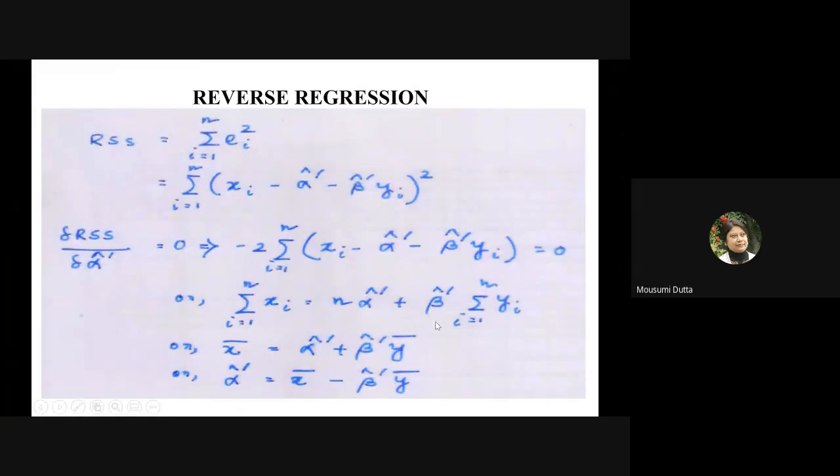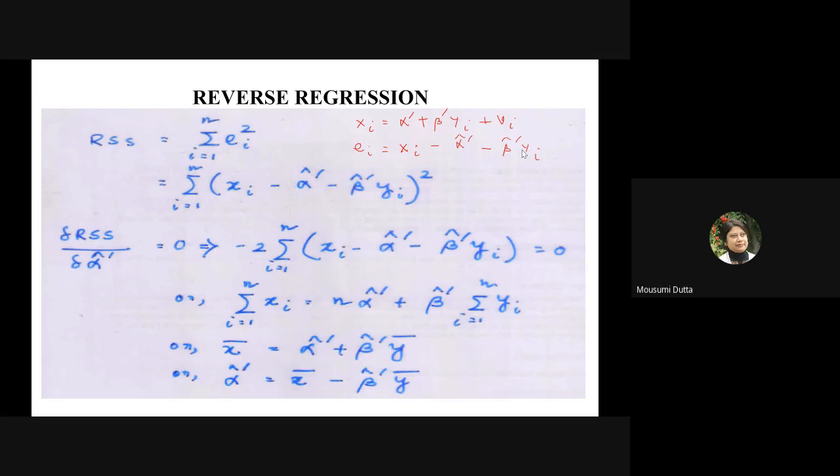Okay. So you checked the structure of the regression model, and we are defining RSS as summation ei square. All these x and y, please read as capital X and Y. And as I mentioned, the regression equation is given by, let me write the regression equation once again. This is the structure of the regression equation. So residual ei is given by xi minus alpha hat prime minus beta hat prime yi. Earlier yi minus yi hat was the residual; here it is xi minus xi hat. That is the structure of the residual.